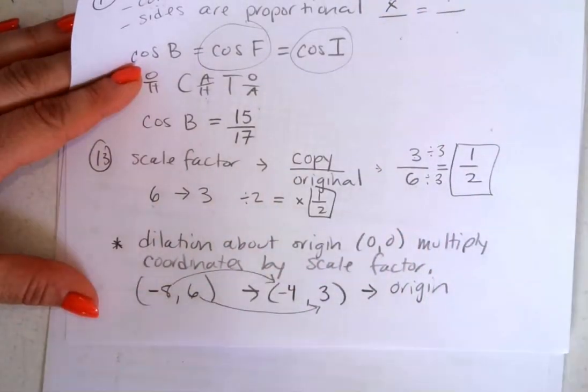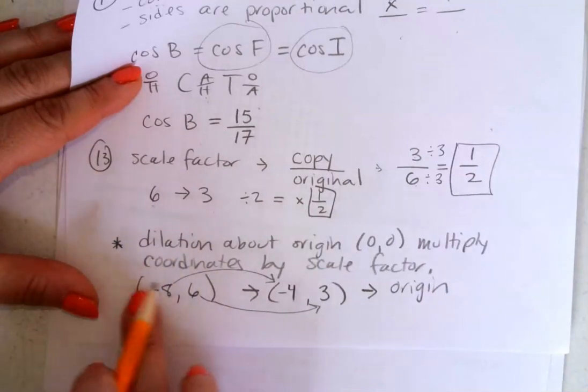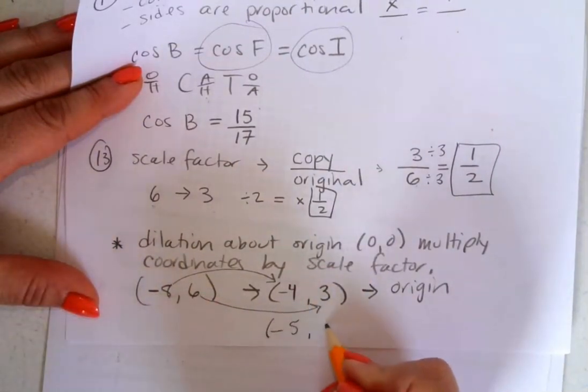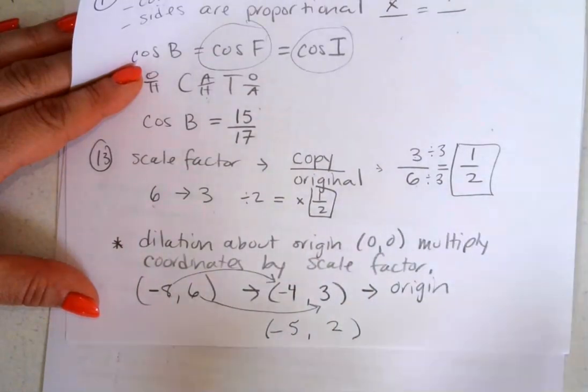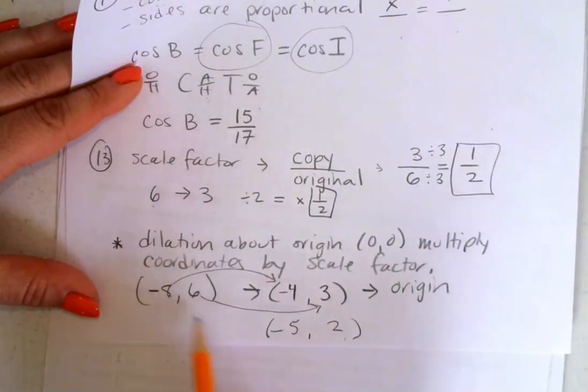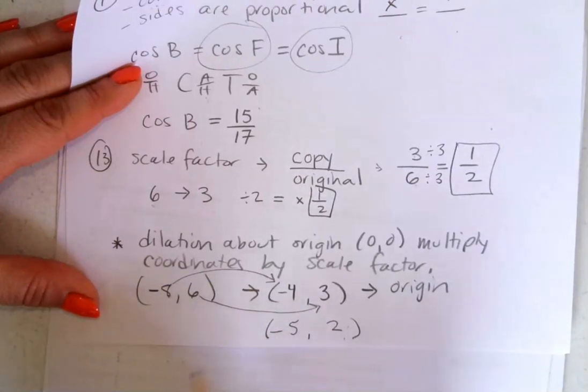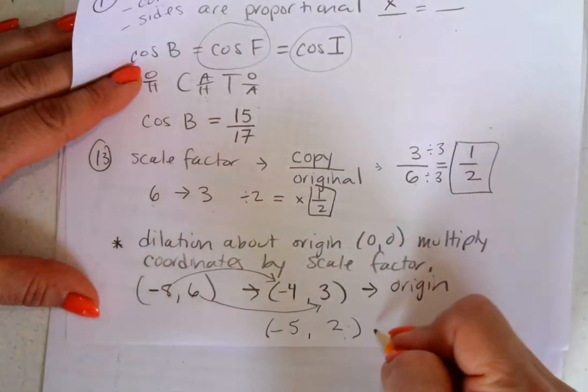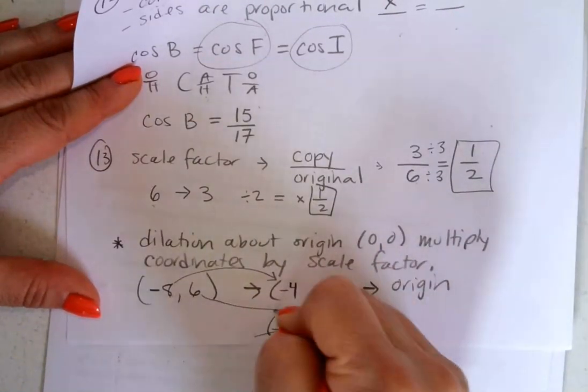Let me give you an example of when it would not be. Say we have negative 6, 8, and then we get negative 5, 2, right? This will not work because 1/2 of 8 is not 5, 1/2 of 6 is not 2. It's still a dilation, possibly, I didn't check, but that means that the center of dilation is not the origin. So this would not work.